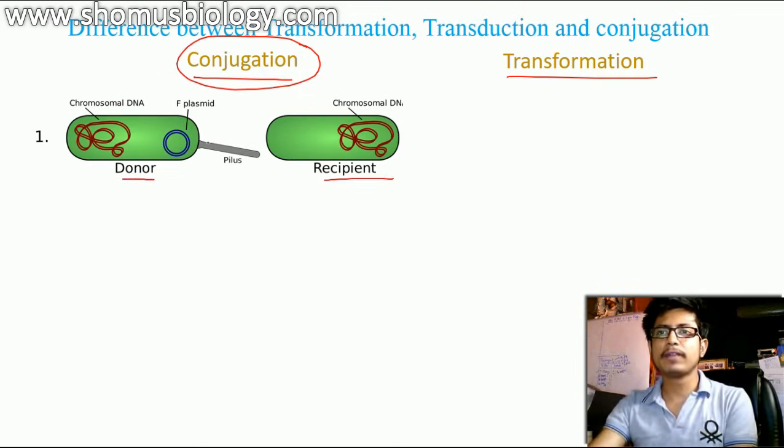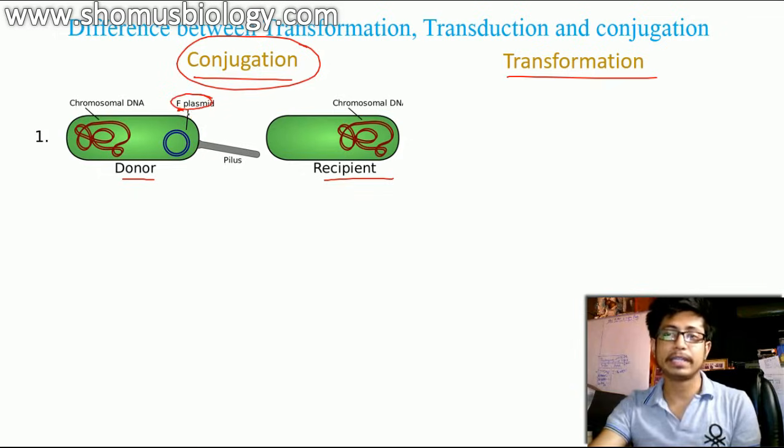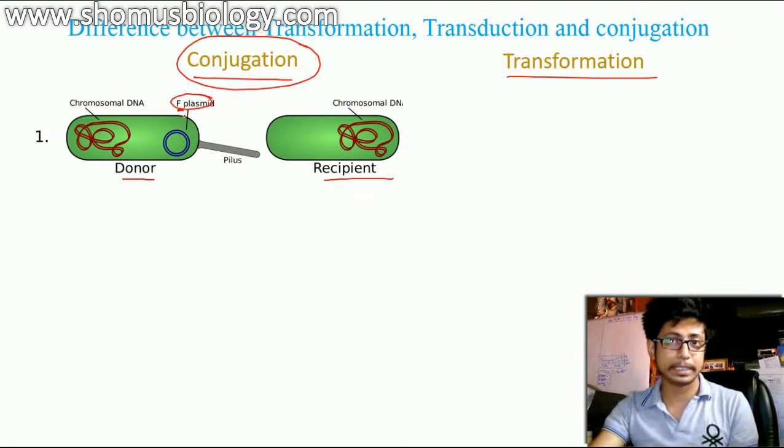The donor has an F pilus. F stands for fertility here, and they also carry a plasmid known as the F plasmid, a fertility plasmid. Bacteria containing this F plasmid always become the donor, because they donate this F plasmid to the recipient cell. Those who carry this F plasmid, we call them a kind of male.